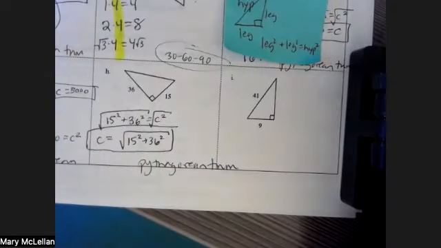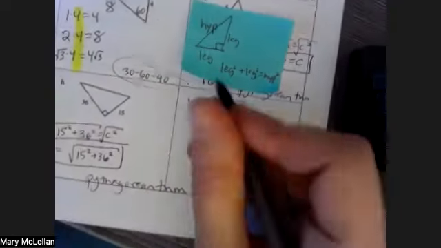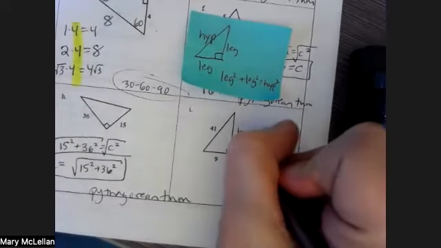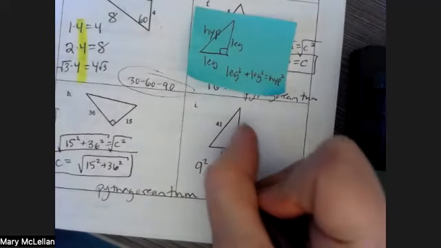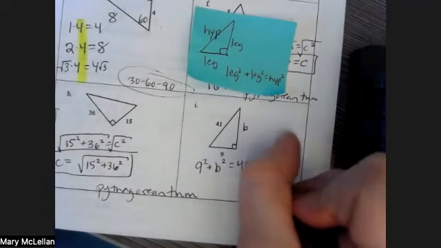Okay, next problem. Aha, this is Pythagorean theorem, but it's not the same as the other problems that we've done, because we're no longer solving for the hypotenuse. So I'll call this, I don't know, b. A squared plus b squared equals c squared. So I've got 9 squared plus b squared equals 41 squared.